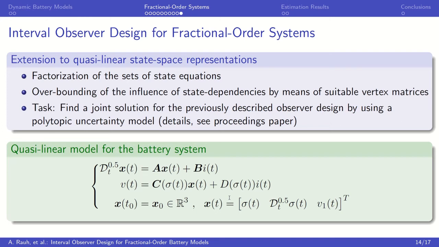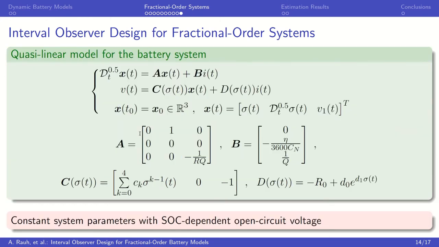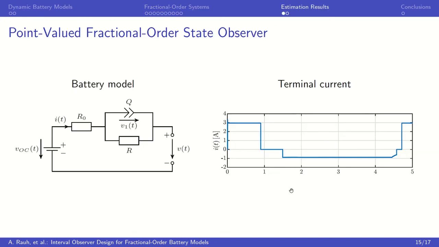Those state dependencies are now over-approximated by means of a polytopic uncertainty representation for which the details can be found in the proceedings paper. If we have derived the corresponding state-dependent matrices C and D with their corresponding interval bounds, we will be able to design a robustly stabilizing observer with point-valued characteristics as well as a corresponding interval observer.